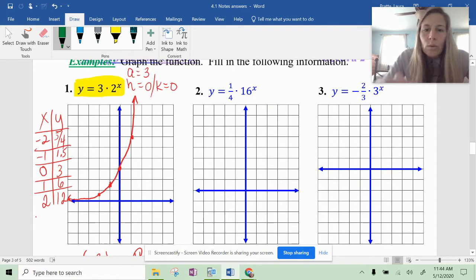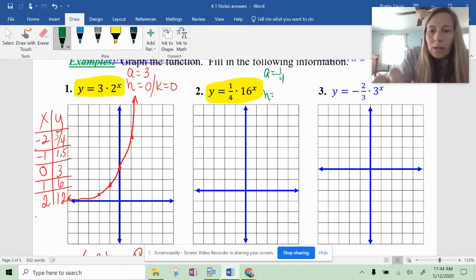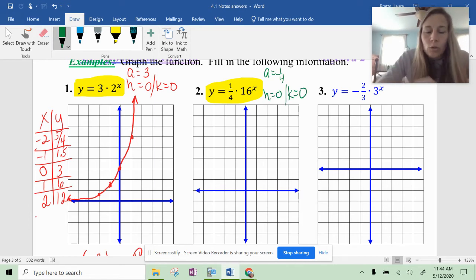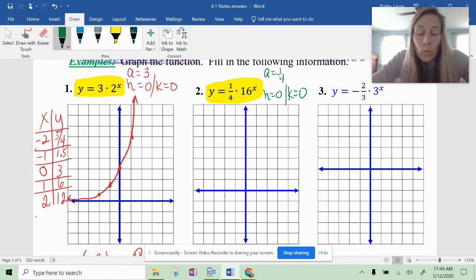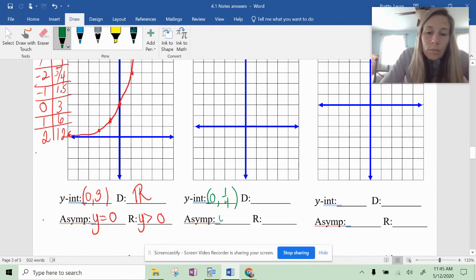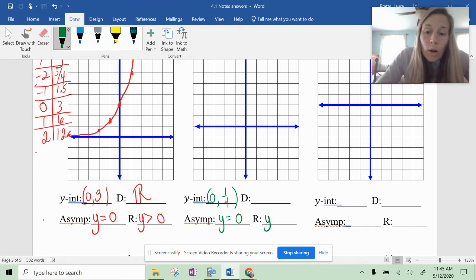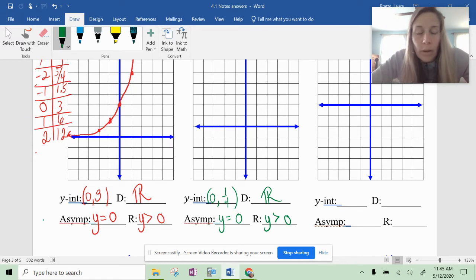So if I go to the next one, again, I have a nice parent function here. There's no h and k. So the first thing I like to do is say, okay, what's my a? It's 1/4. H and k are both 0 in this situation. So right away, since I do not have an h and a k, I know that the y-intercept is 0 and my a value. So this is going to be 0 and 1/4. I also know my asymptote is going to be y equals 0 because that was my k value. And the range is going to be y is greater than 0 because my a was positive. Domain is always 100% of the time for this section, all real numbers.